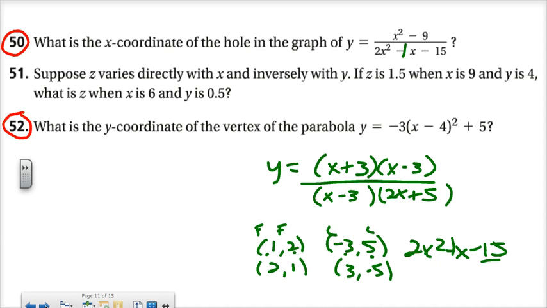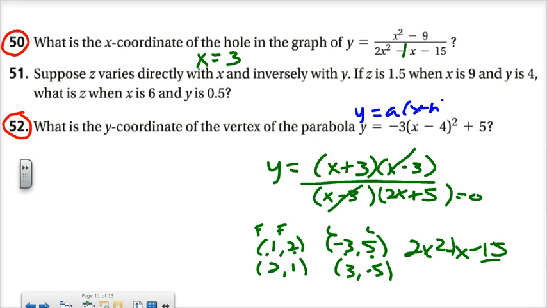So it says, what is the x-coordinate of the hole in the graph? That's going to be x equals 3. It did not ask for the asymptote, but we could certainly find that down there at the bottom by just setting 2x plus 5 equal to 0, and x would equal negative 5 halves for our asymptote. Number 52 says, what is the y-coordinate of the vertex of this parabola?